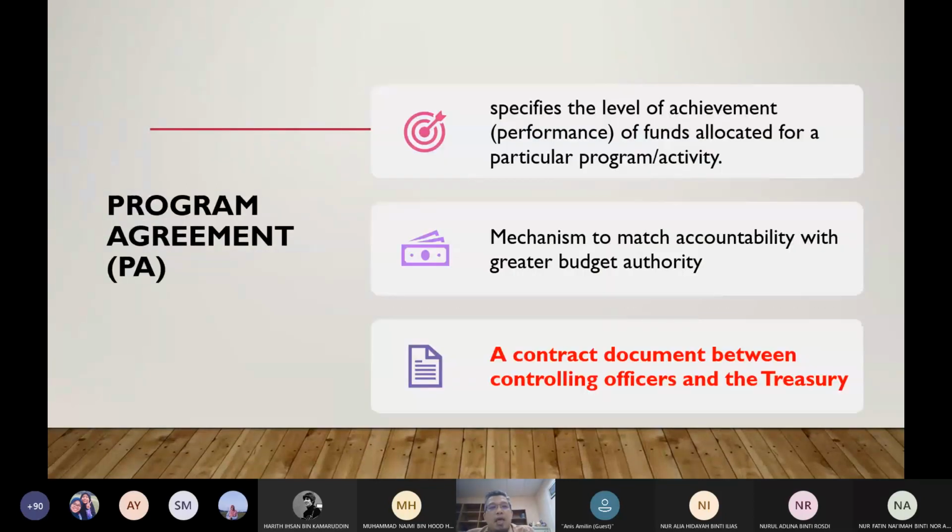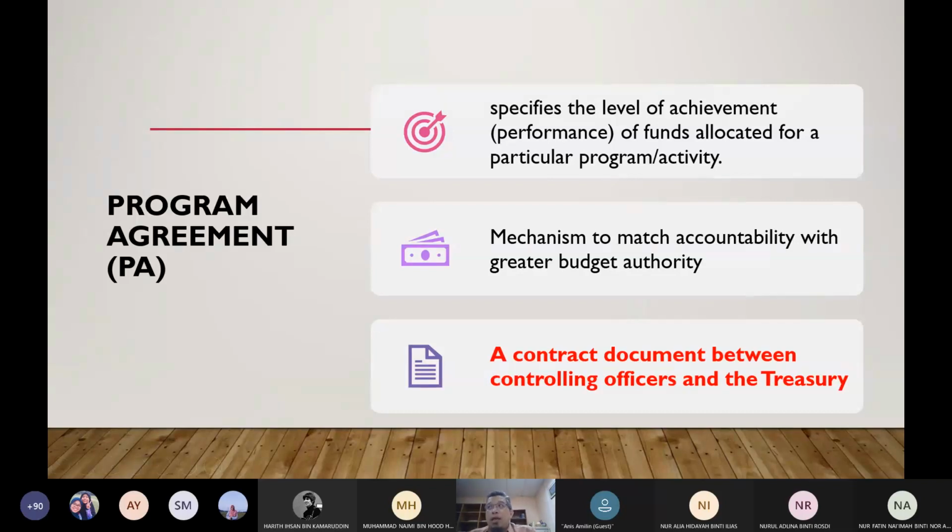Right, with the MBS, part of it is to give more flexibility to managers. They also need to improve accountability. So to translate this result-based accountability, they introduce the program agreement. Look carefully. The program agreement specifies the level of achievement for funds allocated for a particular program and activity. It is a mechanism to match accountability with greater budget authority. If you look at the third one, it is a contract document between controlling officers and the treasury. So it's like a performance contract.